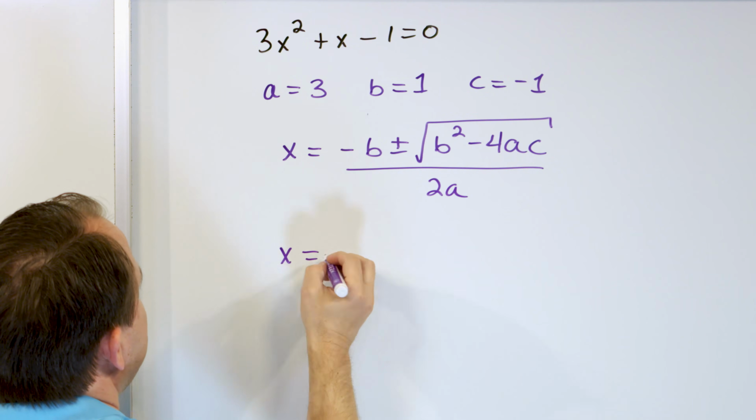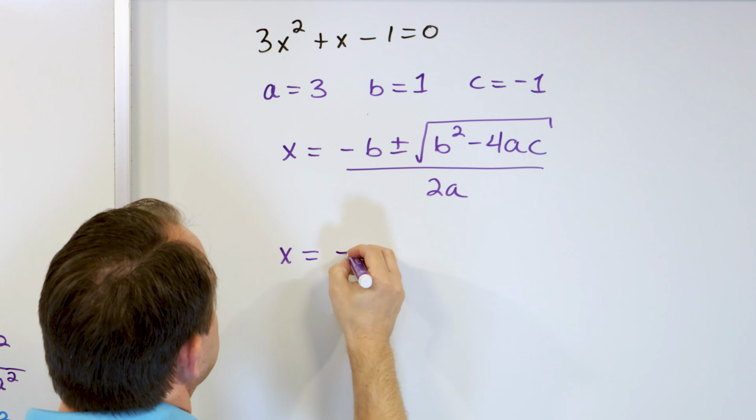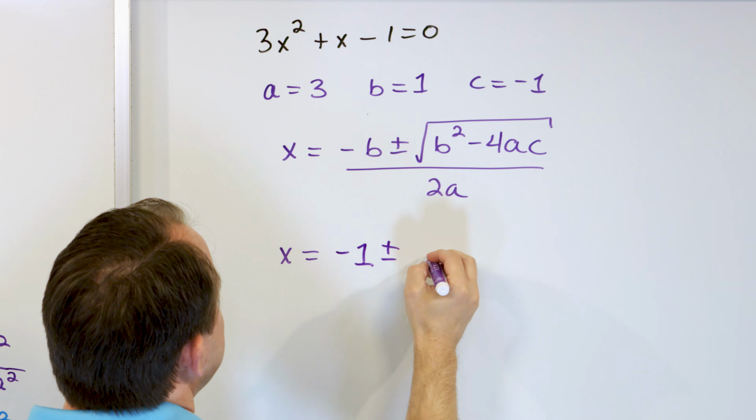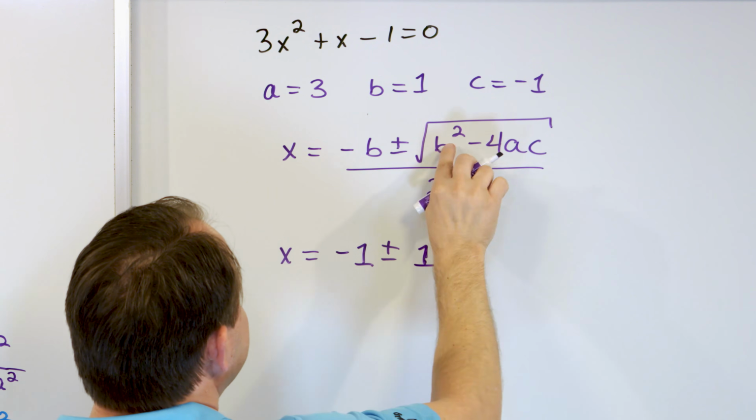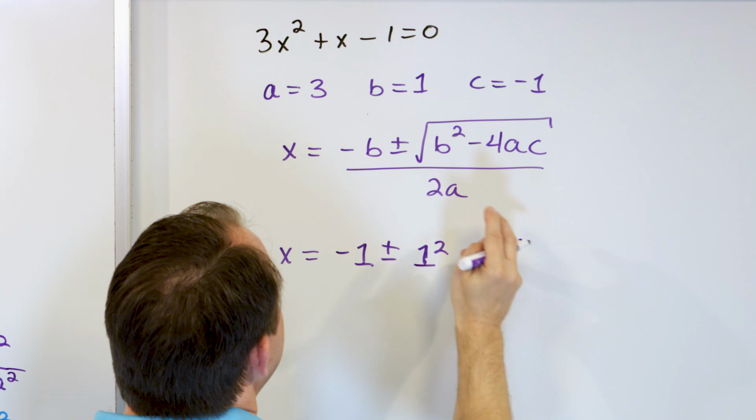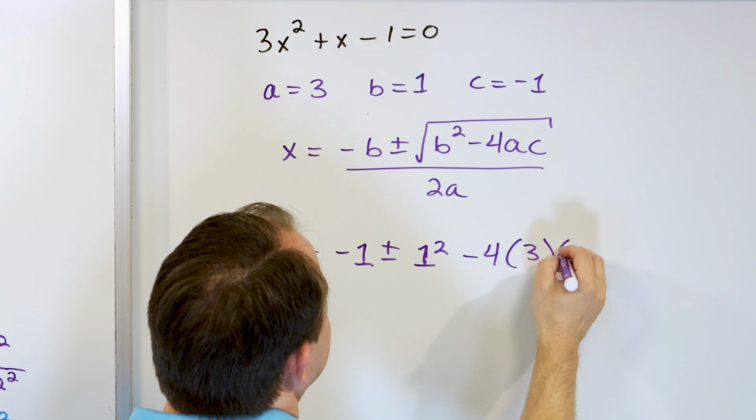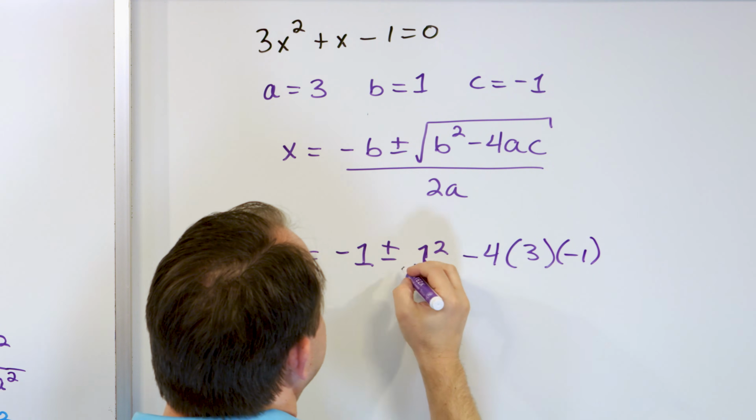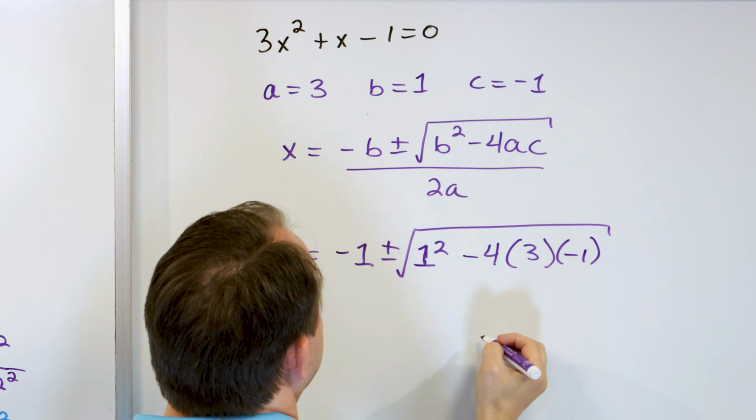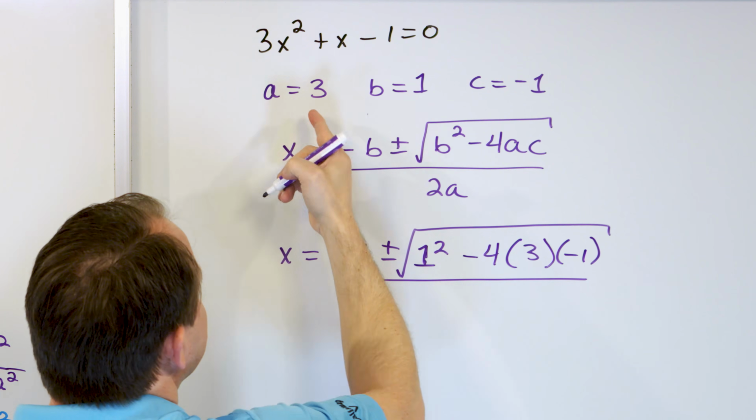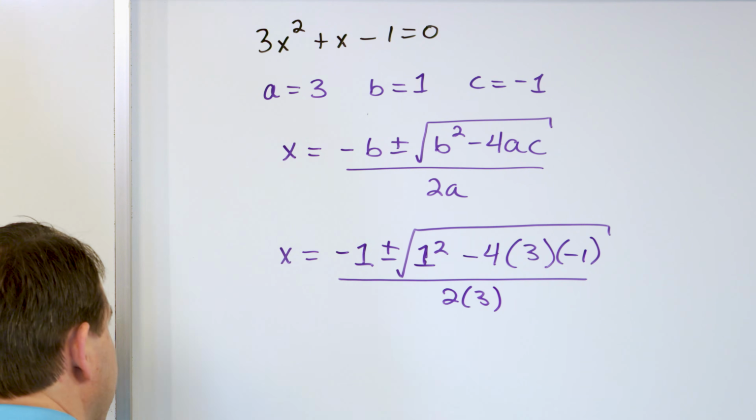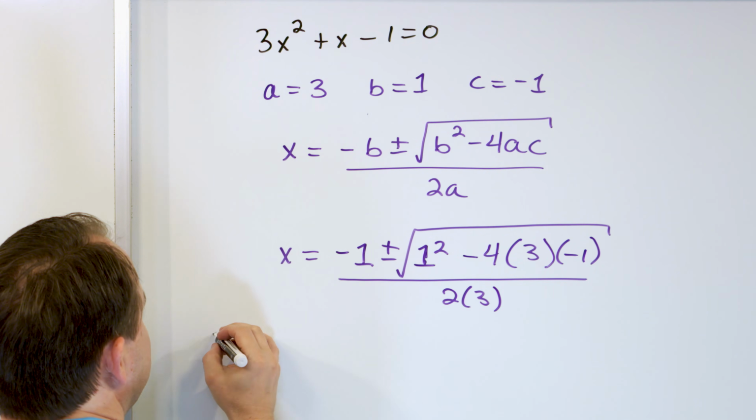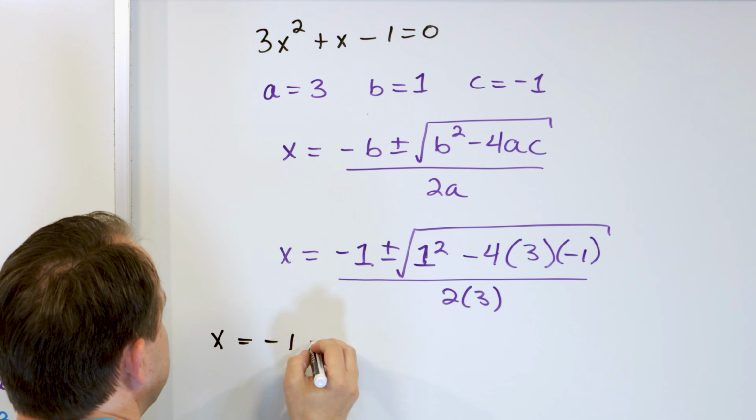And so your equation is going to be negative b, which is a 1, so negative 1 here, plus or minus. On the inside, you're still going to have a 1 squared, b squared, minus 4 times a, which is 3, times c, which is negative 1. The square root applies to this whole thing right here. And on the bottom, it's going to be 2 times a, 2 times 3, like this. And so what you're going to get on the inside, you just crank through it one step at a time. You're going to get negative 1 plus or minus.